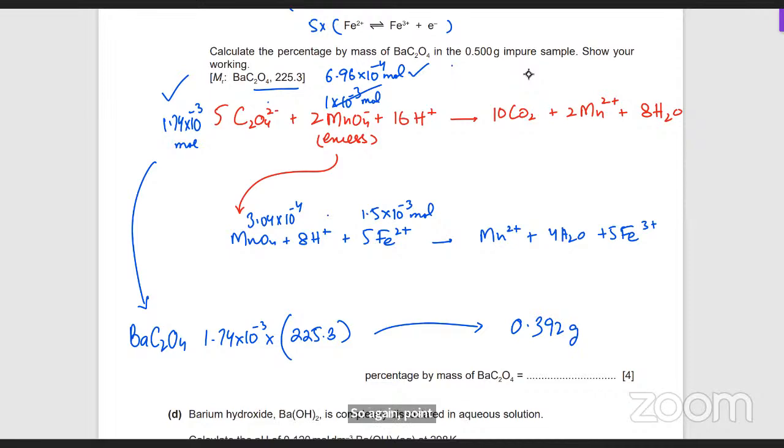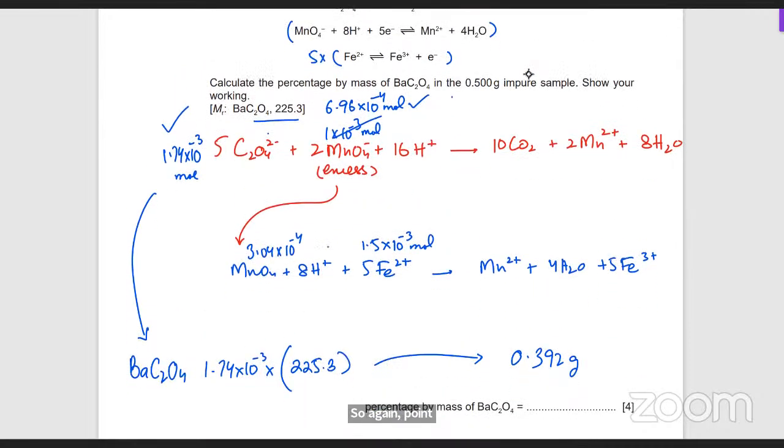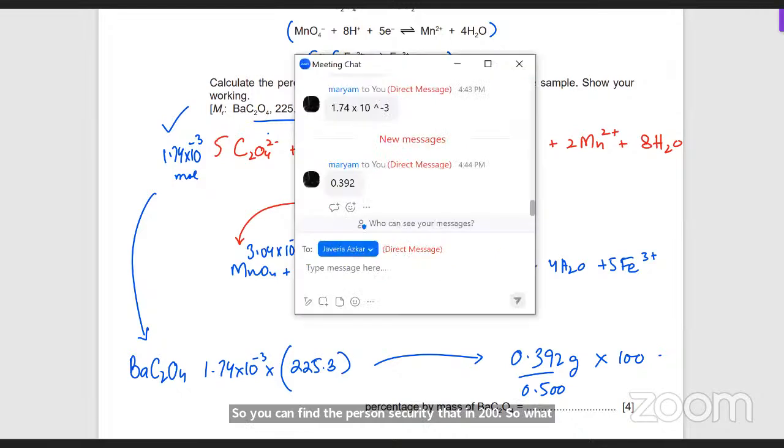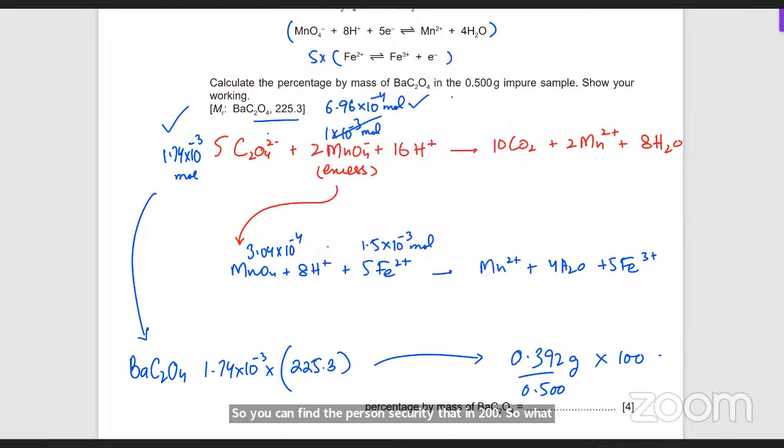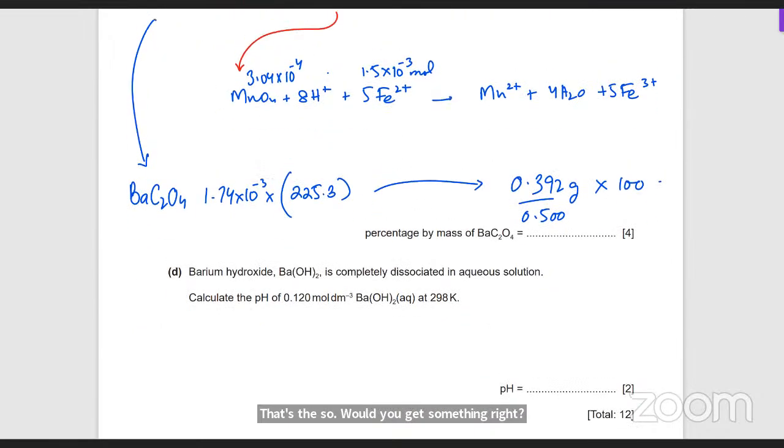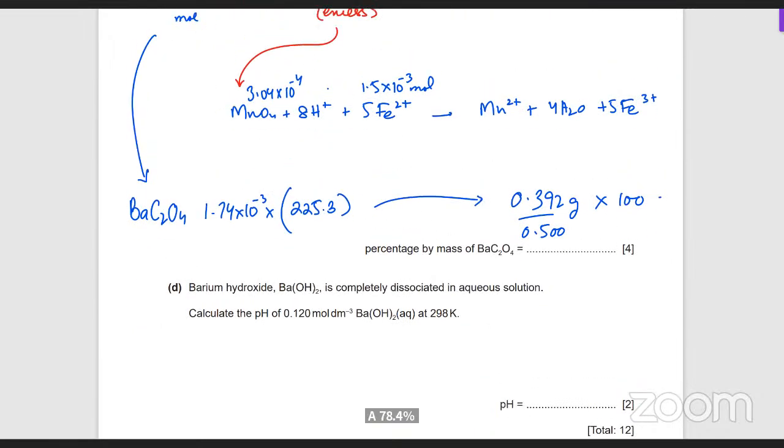और उसने कहा था कि कितना ऐड किया था? He had added 0.5 grams. So you can find the percentage purity that in 200. So what percentage do you get? That's 78 something, right? That's a 78.4%. That's the next one.